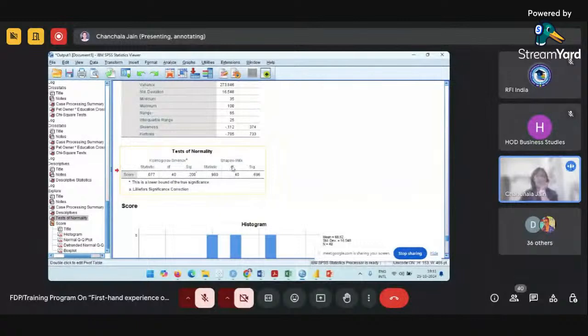Then one more table is coming here, which is the table of the Kolmogorov-Smirnov and the Shapiro-Wilk test, right? Usually when the sample size is small, we report the Shapiro-Wilk test. You can see the Shapiro-Wilk statistic is 0.980 for 40 degrees of freedom. The significance value is 0.696. So can anyone recall and tell me what hypothesis I told you for this normality test using the Kolmogorov-Smirnov and the Shapiro-Wilk test? Can anyone tell me?